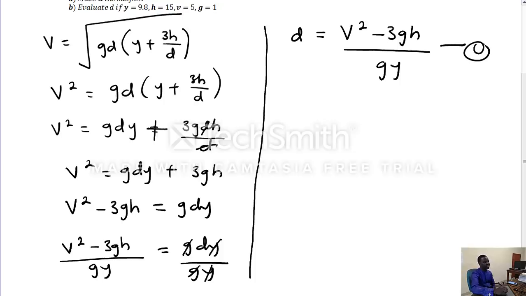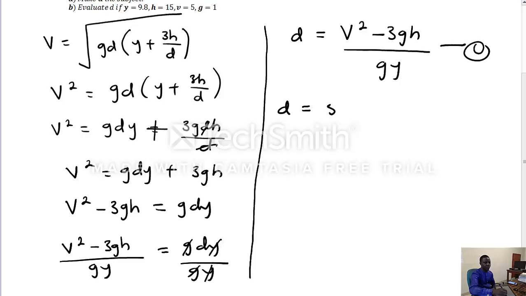And the B part says we should evaluate D if Y is equal to 9.8, H is equal to 15, V is equal to 5, and G is equal to 1. So that will give us that D is equal to, straight ahead I'm going to substitute. So V is given to be 5.